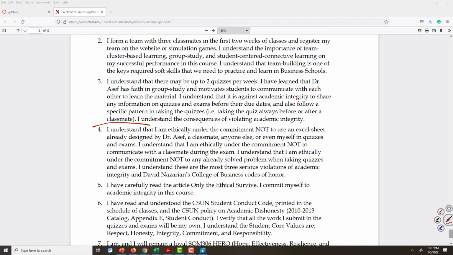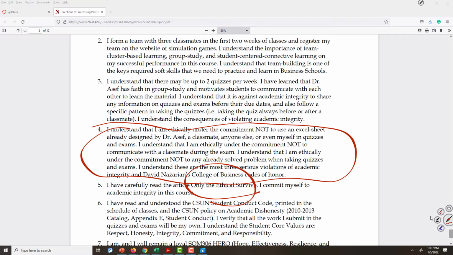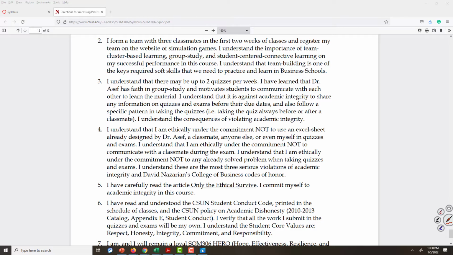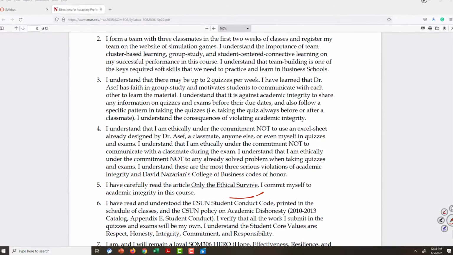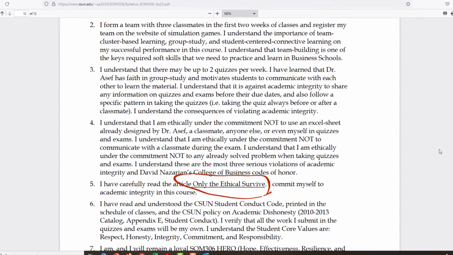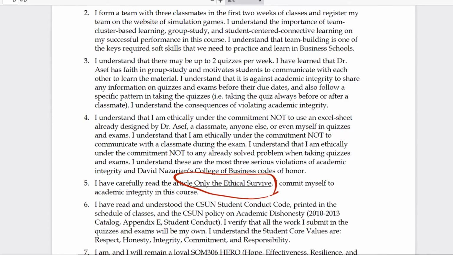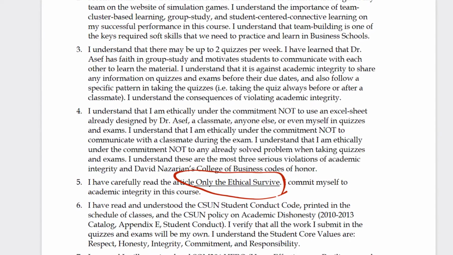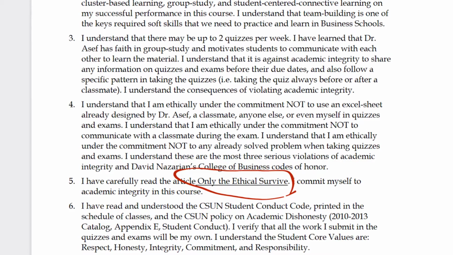At the beginning of the semester, the students sign an agreement that they are ethically under commitment not to use an Excel sheet already designed by Dr. Asef, a classmate, or anyone else, because the whole idea of the course is to make the students able to develop operations management spreadsheet models, not to train them on how to enter numbers in an already designed Excel template. So they are under ethical commitment not to use an already designed Excel sheet during the exams and quizzes. Quizzes are taken in the window of Friday morning to Sunday evening.